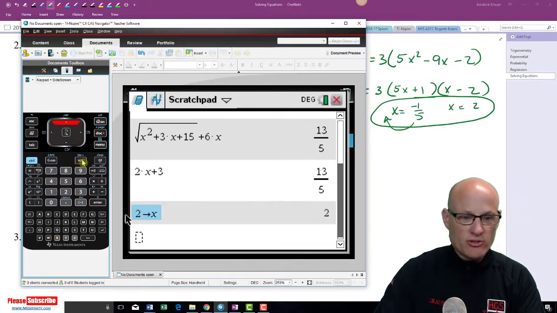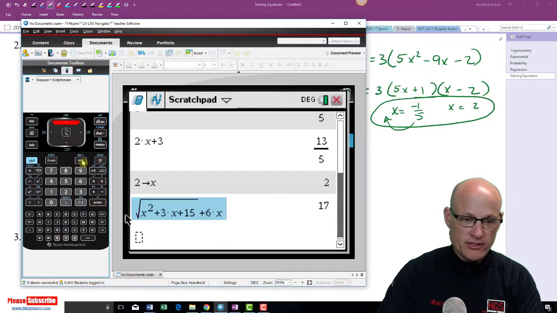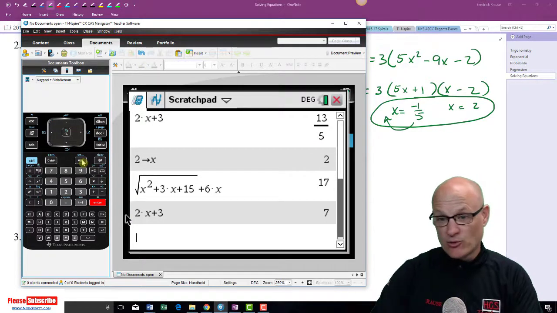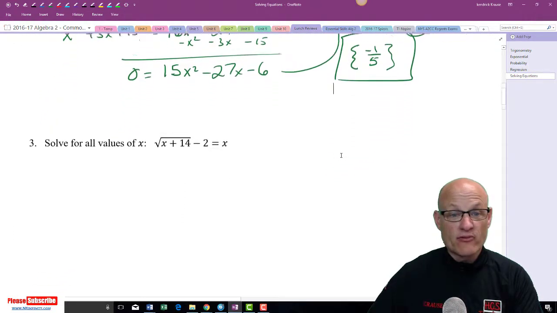Now, the good news is once you've typed these in, you go back up here and say, oh, I'm not retyping that, 17. Boom, nice. Nice and easy. 7. They don't match. You can see if they don't match, you don't need an equal sign. They don't match. The only acceptable answer to this equation is negative 1/5. And like I said before, 95% of the time on a Regents exam, one of these will not work.